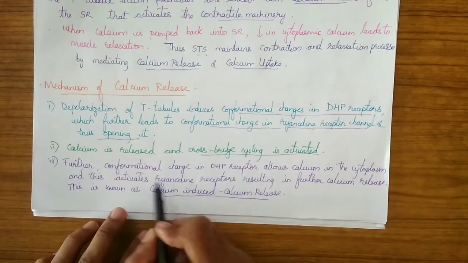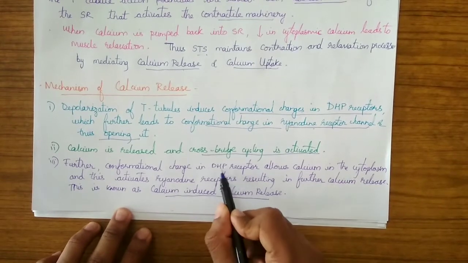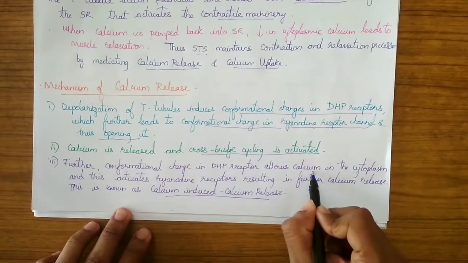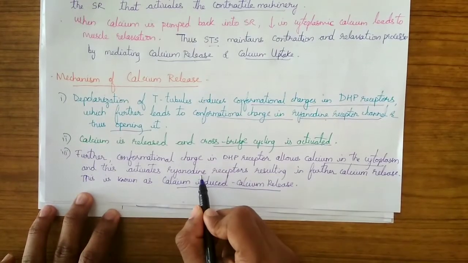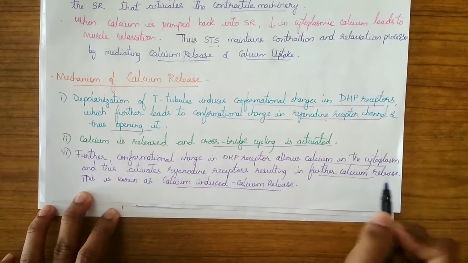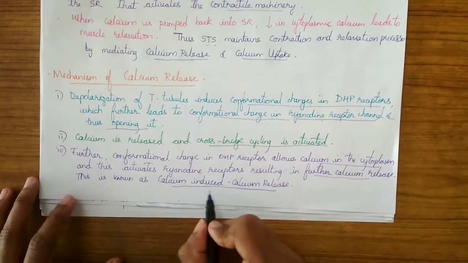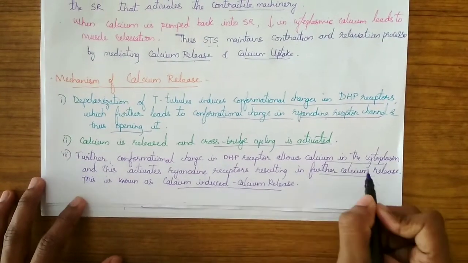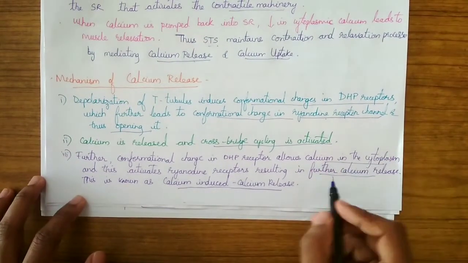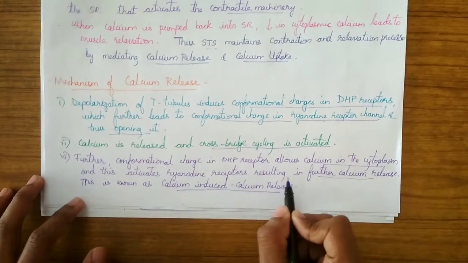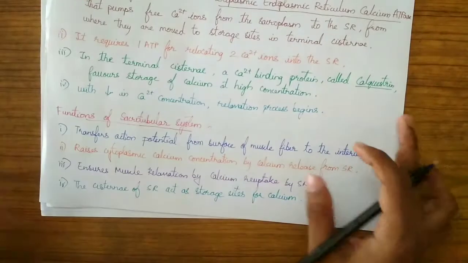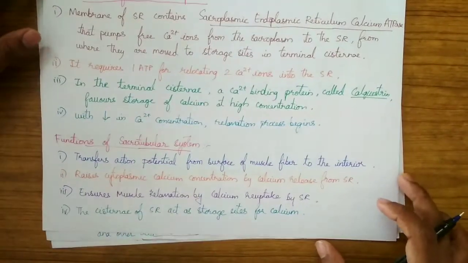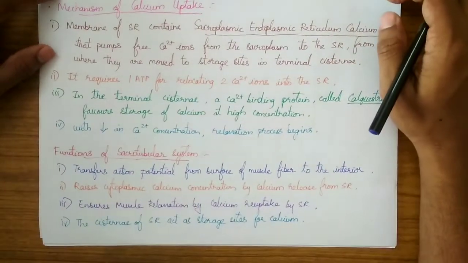The further conformational change in the DHP receptor allows calcium into the cytoplasm, and this activates the ryanodine receptors, resulting in further calcium release. So it is a calcium-induced calcium release. The calcium in the cytoplasm again further causes calcium release from the ryanodine receptors. So it's like a positive feedback system.